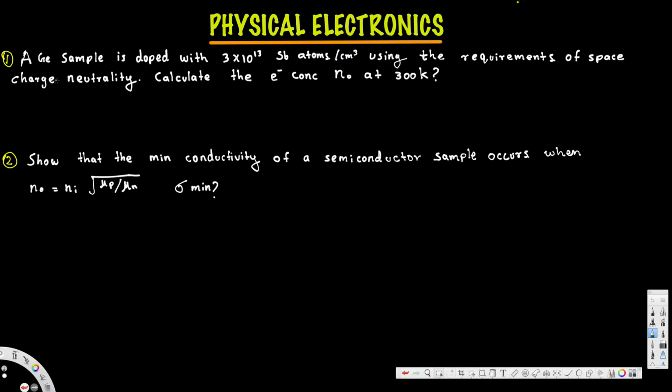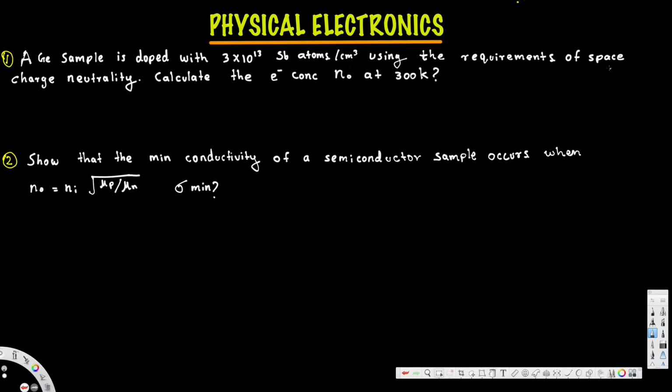Here the first question is asking, a germanium sample is doped with 3 times 10 to the power of 13 antimony atoms per centimeter cube. Using the requirements of space charge neutrality, calculate the electron concentration, N0, at 300 Kelvin.